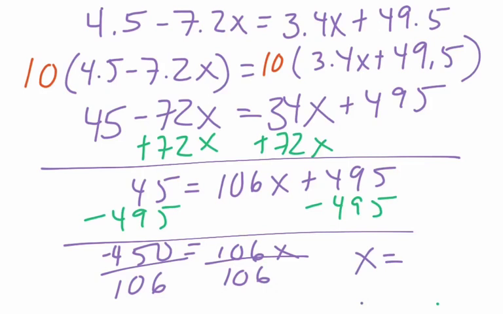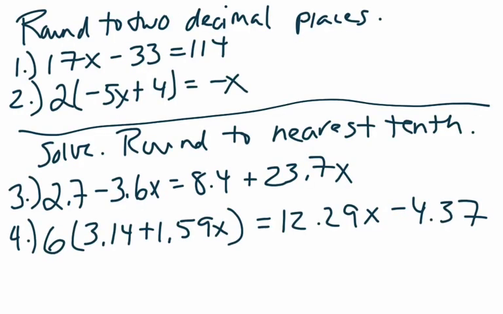So I'm going to put a couple of practice problems up. Again, there's not really any new skills in this section. So I'll just put a few up there so you can practice the algebra skills that you already have and develop a little bit of a feel for working with the decimals. Okay, a shorter problem set this time, again, because there's not a new algebra skill here that needs to be practiced. For the first two, the problems have integers in them. 17x minus 33 equals 114, and 2 times negative 5x plus 4 equals negative x. But the answer needs to be rounded to 2 decimal places.